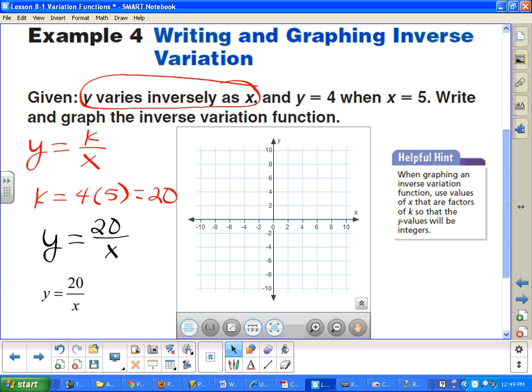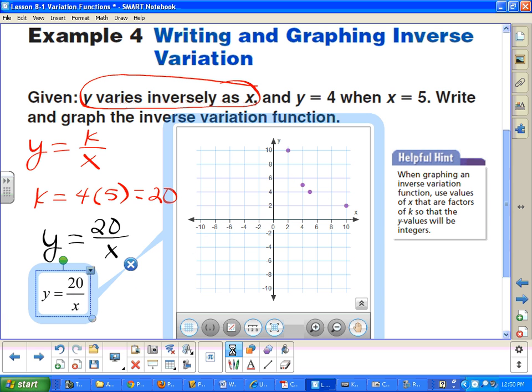Okay. So we know that we have the points then. If I do 20 divided by 2, I get 10. If we do 20 divided by 10, we get 2. Okay, so I'd have those 2 points. 4 and 5 also, right? Okay. 20 divided by 4 is 5. And 20 divided by 5 is 4. So our graph is going to come down here like this. Okay. So the graph will actually look like this then.